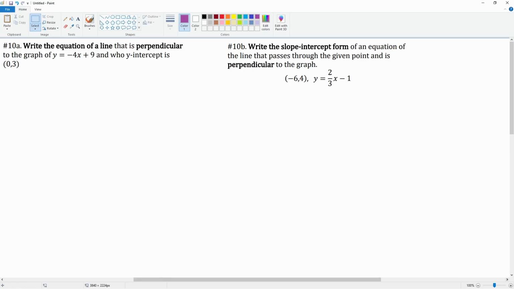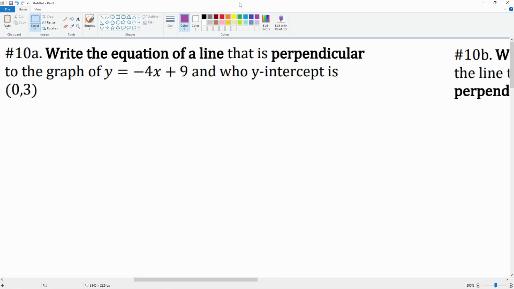All right, let's look at 10a here. You're going to write an equation that is perpendicular to this graph and whose y-intercept is that. So let's find the slope first. Perpendicular. This is the original slope, which is -4, all right? Okay, this is the original. Now we want the perpendicular.